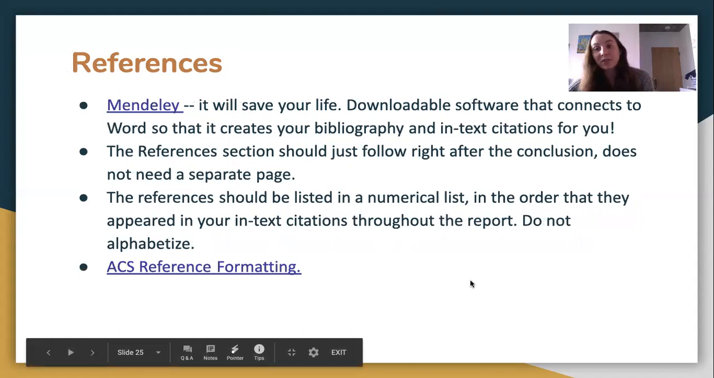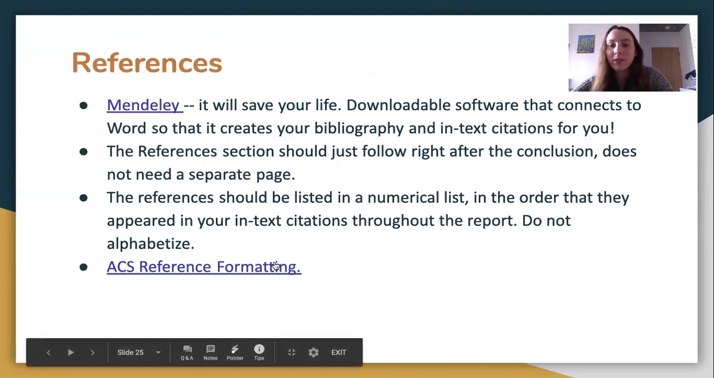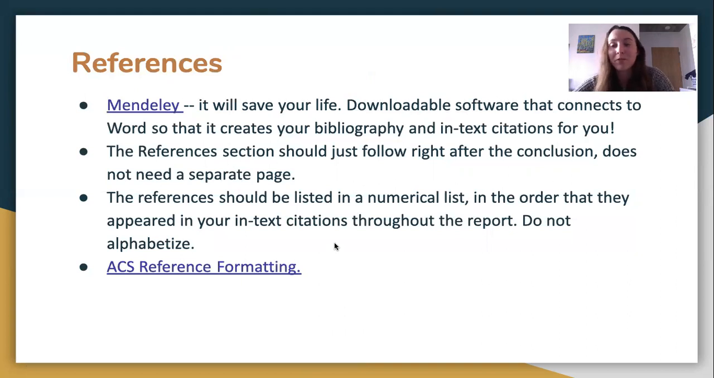Okay, references section. Sorry, I lied. We have one more bit. References section comes right after the conclusion. You do not need to put it on a separate page. It's going to look like just a numbered list. Remember I mentioned before, the first thing you cite will be number 1, and I should scroll down and see number 1. Just a normal bullet point numbered list. Okay, again, do not alphabetize. I have a link here for reference formatting. It'll be last name, comma, first initial, period, comma, next author, last, etc. You can figure that out.